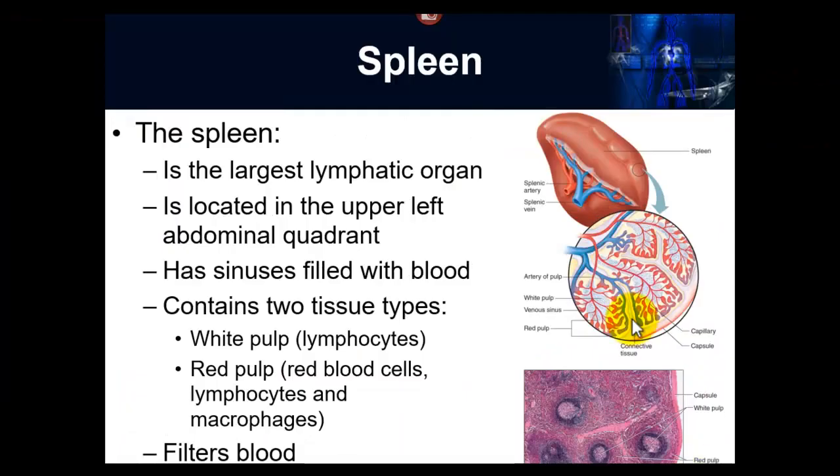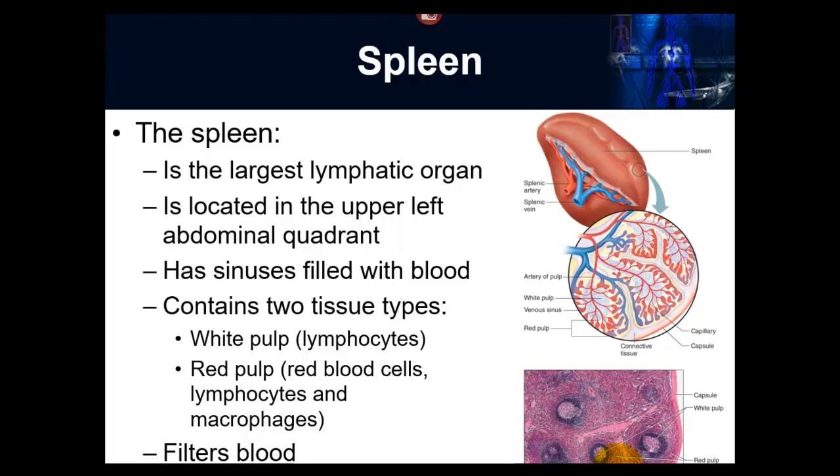And I'm not sure this diagram helps, but remember we did the splenic artery and vein with the models in lab. But the largest lymphatic organ, located in the upper left quadrant, has sinuses, which are like hollow areas where the fluid can go through. In this case, it's blood. These white areas are sinuses. It has two kinds of tissue, white pulp and red pulp. You see this in the bottom corner. See the lighter areas? That's where the white blood cells are found. And all the areas that are red around it, it's actually called red pulp. That's the blood flowing through the spleen.